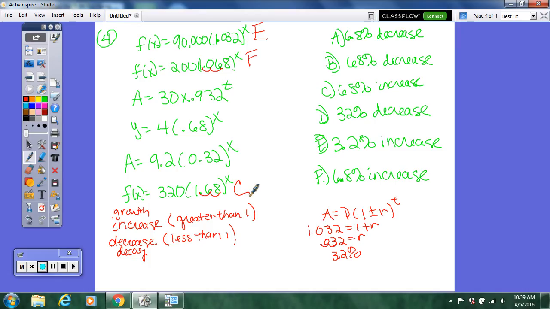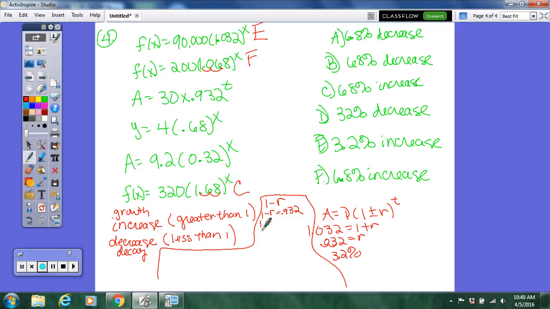Now, the decreases are a little bit more complicated, but not major. Instead of the 1 plus R, we're going to deal with the 1 minus R. So I'm going to take that 0.932, so 1 minus R equals 0.932. Now look at this. Normally we would subtract 1, and we got a negative right there, and we divide by a negative, but just think about it this way. If I move this 0.932 over, it's positive on this side, so when I move it over, it's going to be negative. If that R is negative, if I move it over, it's going to be positive. So what I'm going to do is just switch these two.